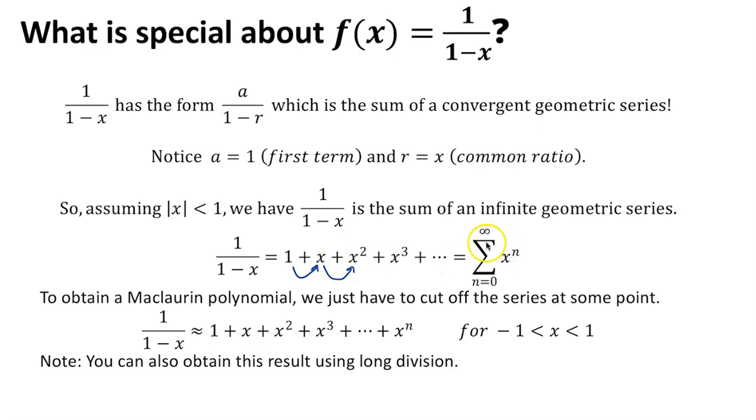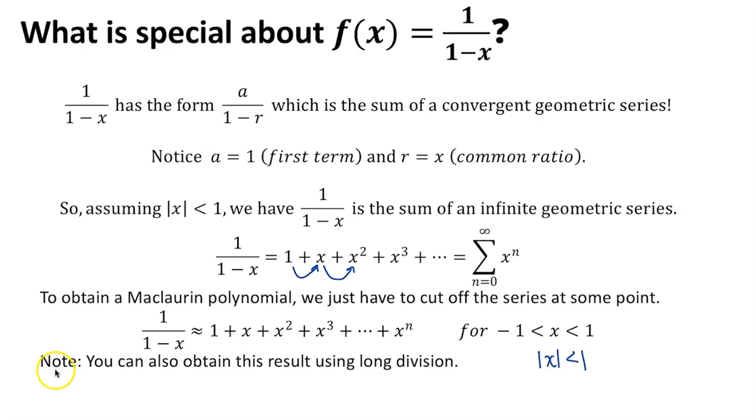So in summation notation, we have that 1 over 1 minus x is equal to the sum of n equals 0 to infinity of x to the n. But we want a Maclaurin polynomial, and polynomials end. They have an nth degree. So what we have to do is just cut off this series at some point to get an nth degree polynomial. So 1 over 1 minus x is approximately 1 plus x plus x squared all the way up to x to the n. But that only works for x values between -1 and 1, because this is the same as the absolute value of x is less than 1.